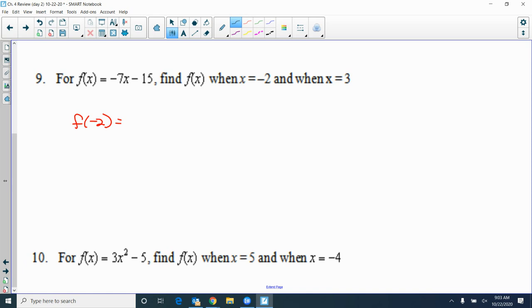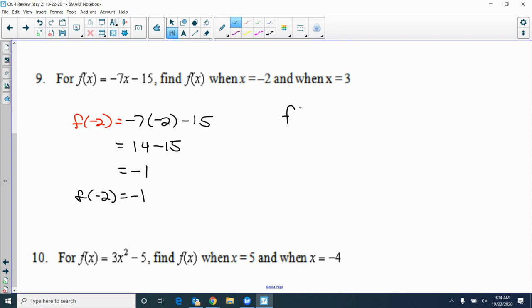Austin, did you finish that first one? I don't know if I'm right though. What'd you get? Negative 1. No, you're right. Negative 7 times negative 2 minus 15. That's positive 14 minus 15, which is negative 1. So when x equals negative 2, f of negative 2 is negative 1. That's correct.